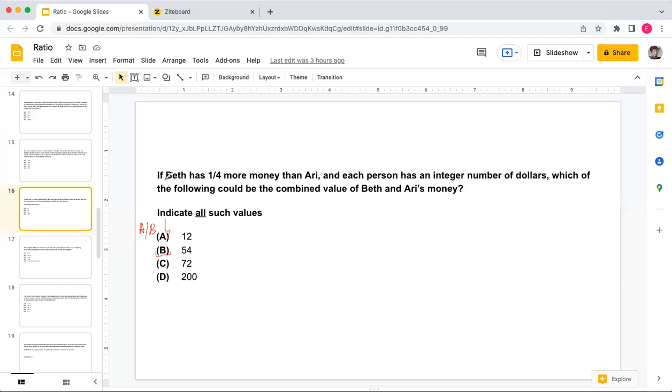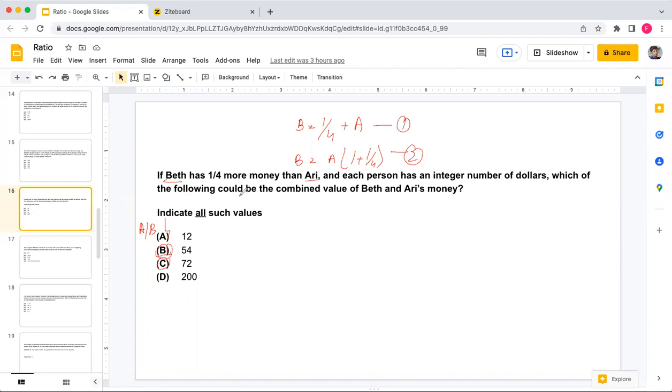Okay. One is Beth and one is Ari. Beth has 1/4 more money than Ari. How can we write this? Is it "Beth has 1/4 more than Ari," or is this statement right? I'm asking if this statement is right or this statement is right. The second one is right.